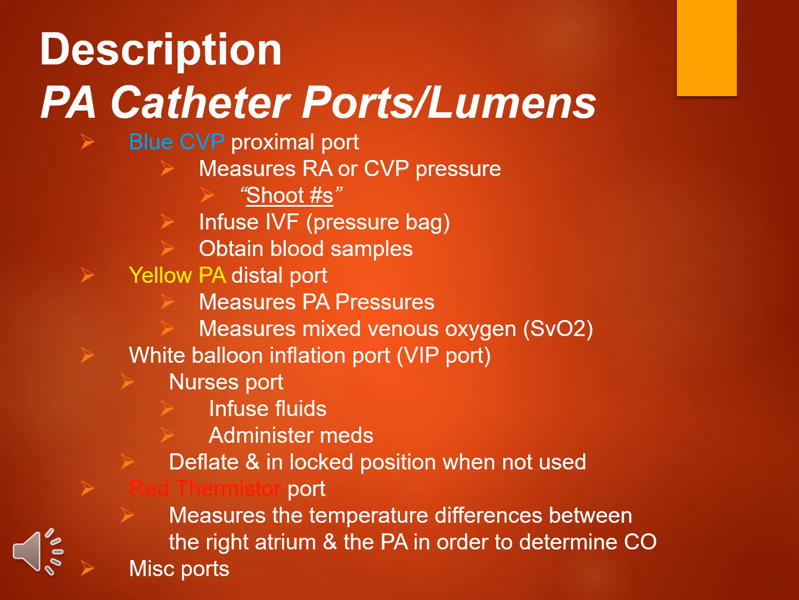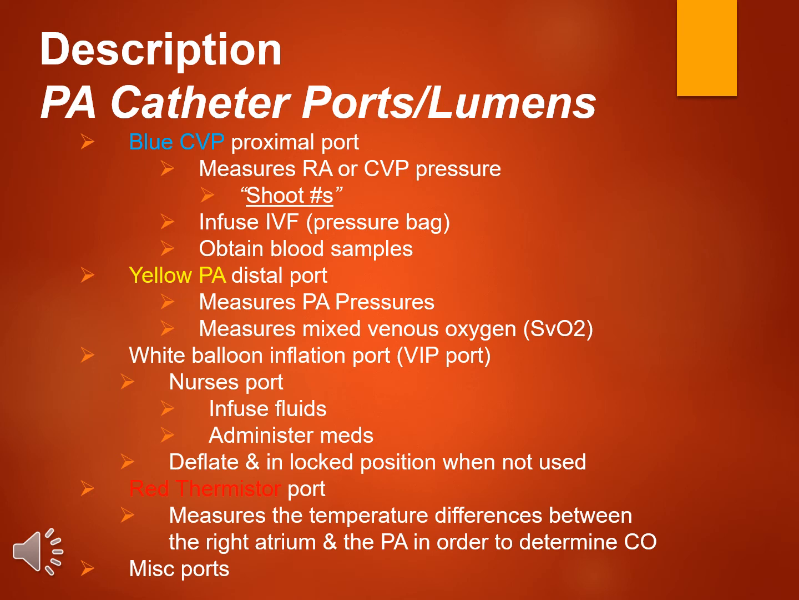A description of the pulmonary artery catheter ports and lumens. They have blue, yellow, white, red, and then some miscellaneous ports. The blue port is for central venous pressure monitoring. It's the proximal port. It measures the right atrial or the central venous pressures. When the ICU nurses say we're going to shoot numbers, this is typically the port that the numbers come from. This is the port that has the infusion IV bag hooked to the pressure bag, and also you can obtain some blood samples through this port.